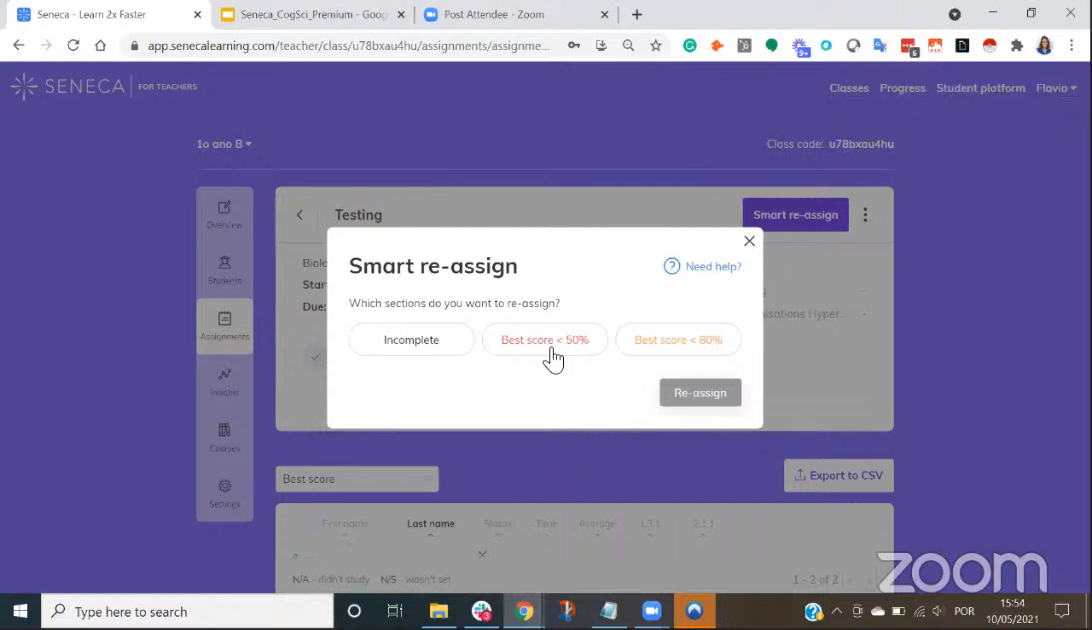Right. And how would you classify it? Would you say it's a learning tool? Is it an assessment tool, or is it a revision tool?